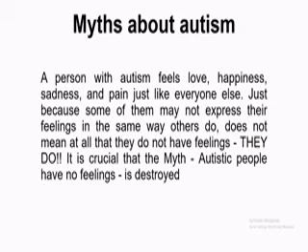Myths about autism. A person with autism feels love, happiness, sadness, and pain just like everyone else. Just because some of them may not express their feelings in the same way others do, does not mean at all that they do not have feelings. They do. It is crucial that the myth, autistic people have no feelings, is destroyed.